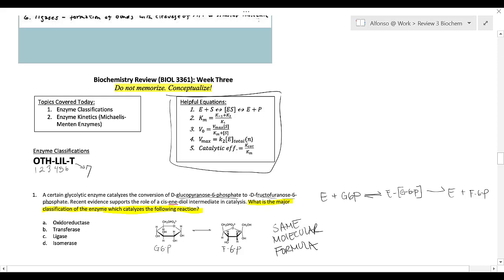Well, since the molecular formula stayed the same, which is something that you can verify by counting all the carbons, hydrogens, oxygens, and phosphorus, you'll see that they have the same molecular formula, which means that the only thing that changed is the structure, and therefore this is an isomerase. So isomerases rearrange molecules, which is exactly what has happened here.